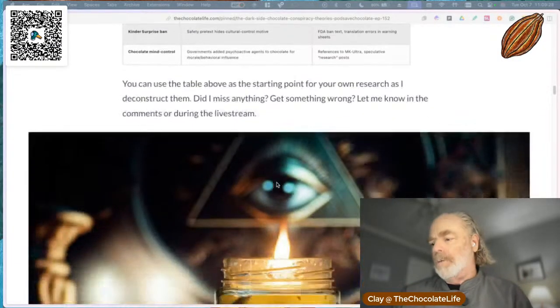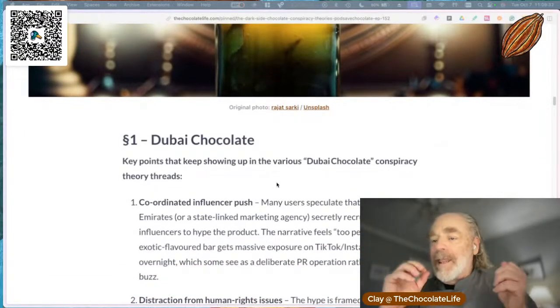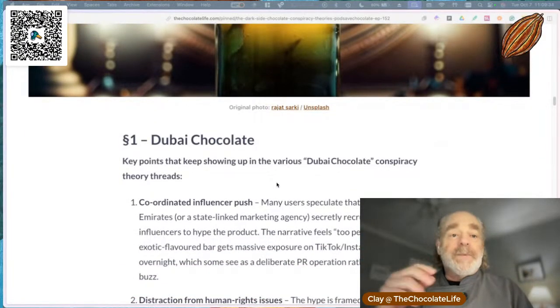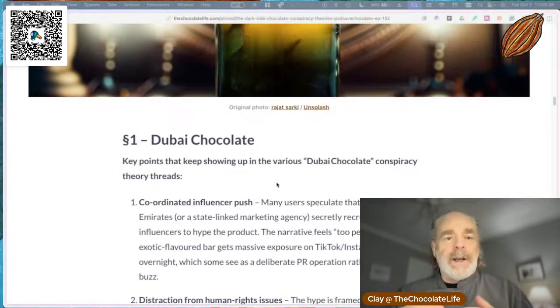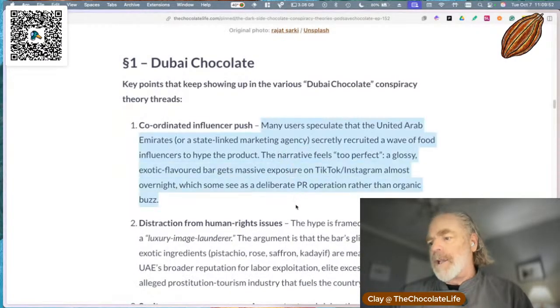Let me know. So let's talk about Dubai chocolate. When we do a deep dive into sort of conspiracy thinking about Dubai chocolate, there are a number of points that keep coming up over and over again. The first one is around this idea of a coordinated influencer push. I'm going to read these, right? Which is, many users speculate that the UAE, or a state-linked marketing agency, secretly recruited a wave of food influencers to hype the product. The narrative feels too perfect.